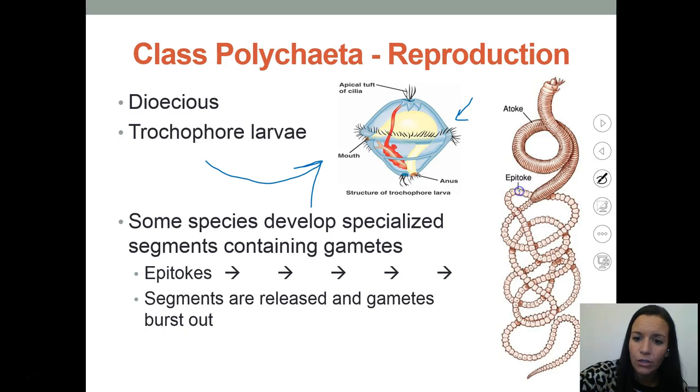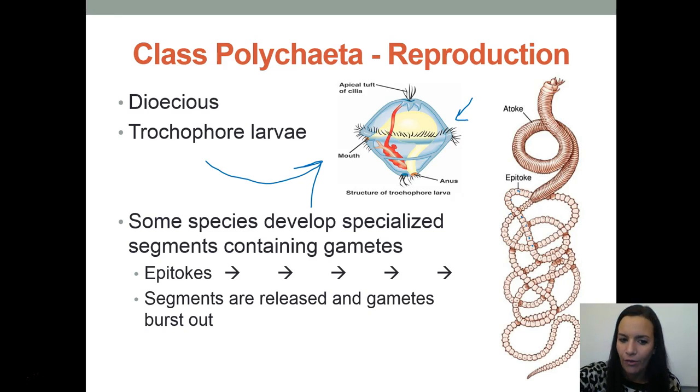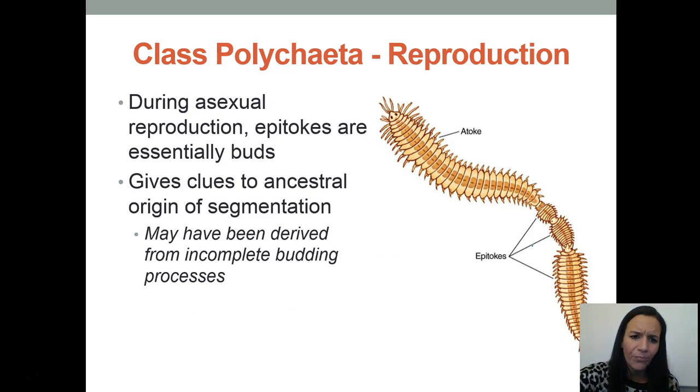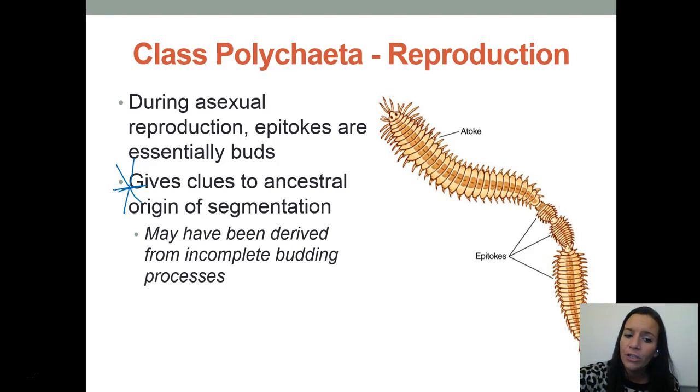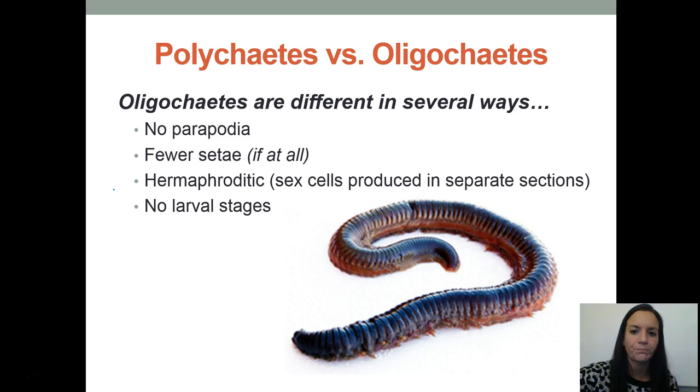If you see each one of these little dots is an epitoke, you could count forever. Those segments actually get released, and that's when the gametes burst out, and that's for its reproduction. During asexual reproduction, these epitokes don't burst, they essentially become buds, and they bud off new worms. This also gives us some clues to the ancestral origin of segmentation, because maybe segmentation came from these buds that didn't actually completely break off from the parent worm.